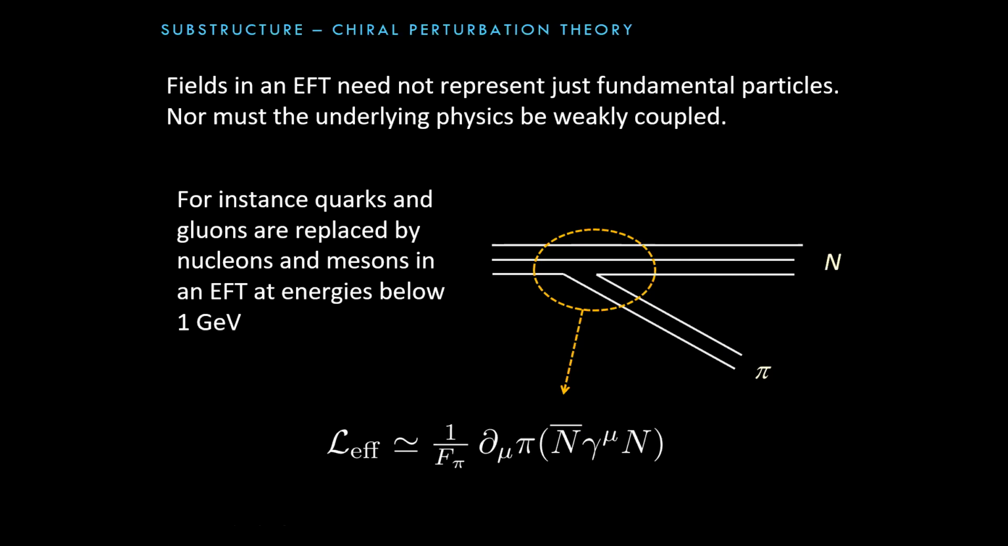All you really are looking for are fields that describe the degrees of freedom that are around you. And in the case of low energy QCD, where you're looking at hadrons, the fields that will appear in your effective theory will be hadrons. But the whole rest of the story will go through as before.